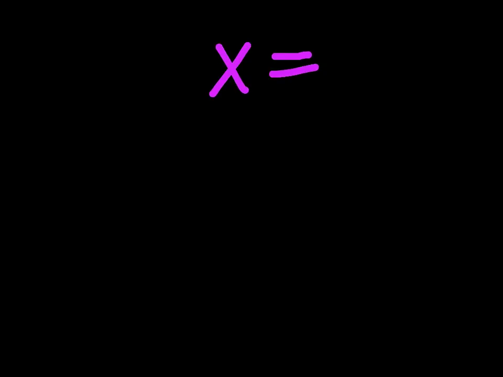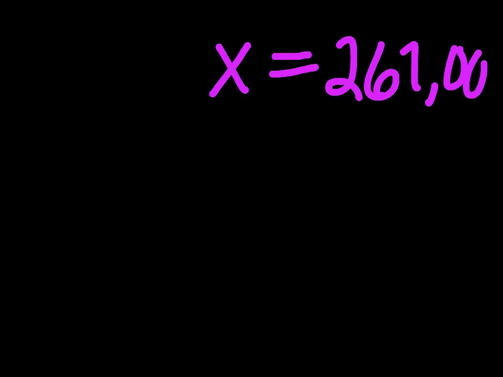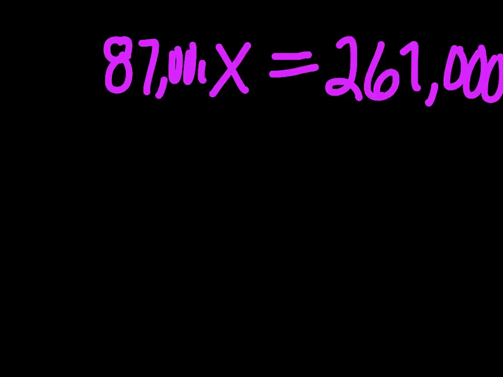And we want it to equal 261,000 flights. And then 87,000 flights a day. And that is our equation. Okay, so when you divide 261,000 by 87,000, you'll get 3.